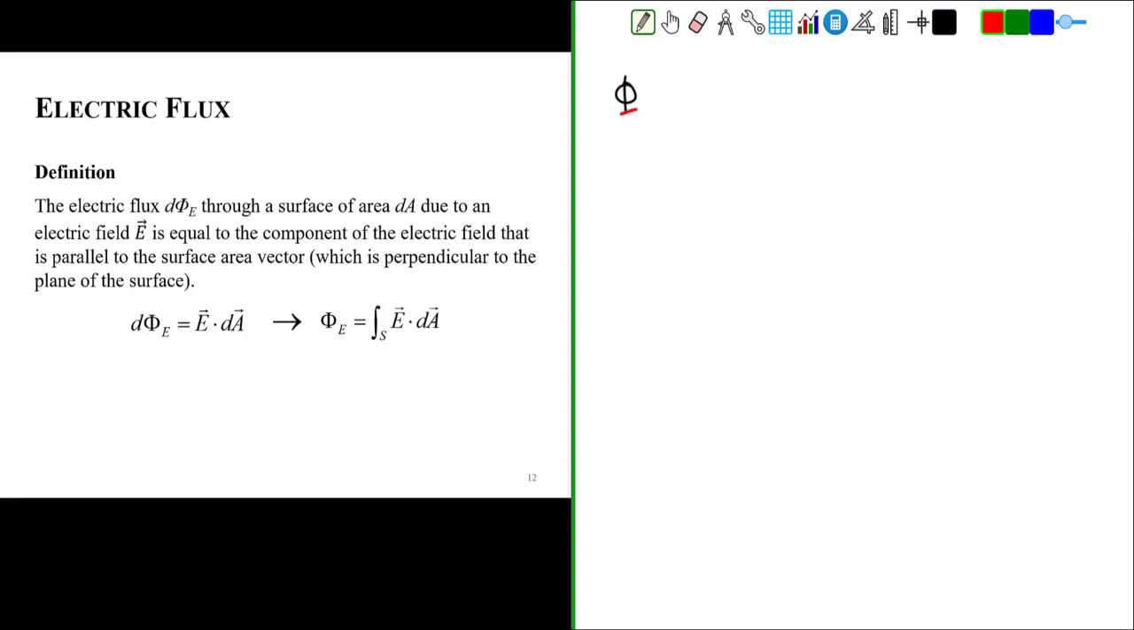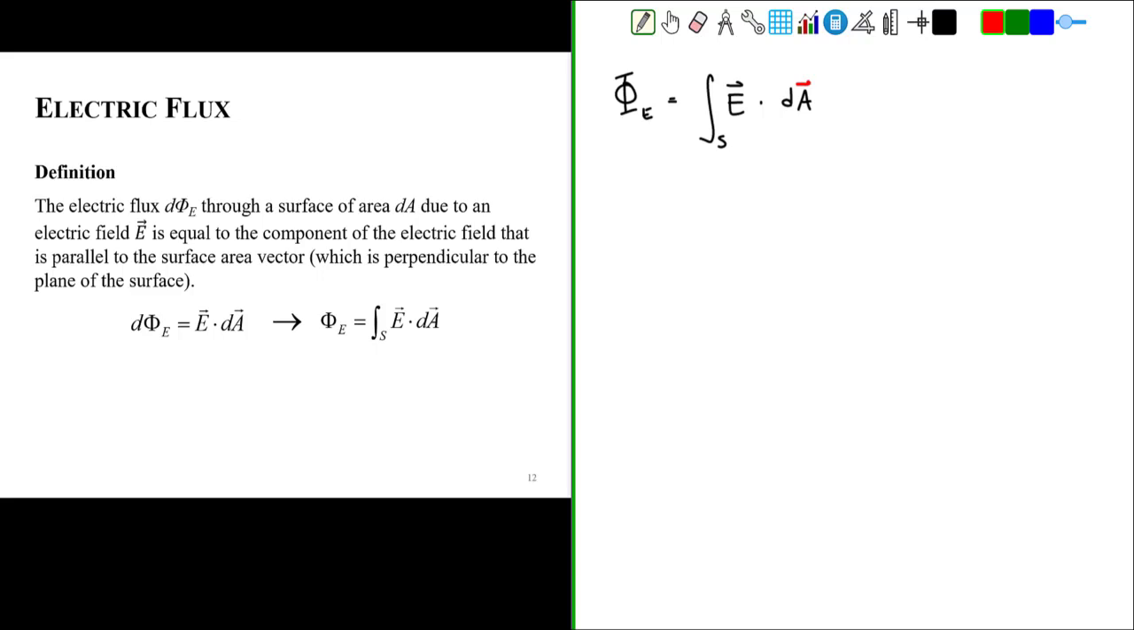The electric flux across a surface is given as the integral of the dot product between the electric field and the area differential for an element of that surface. Let's break down each of these in turn.